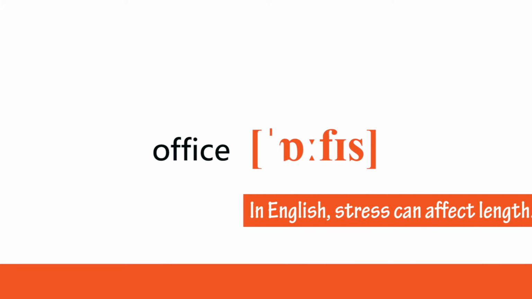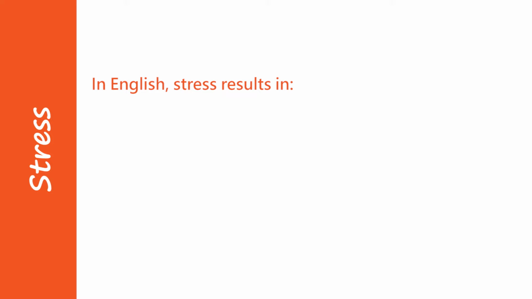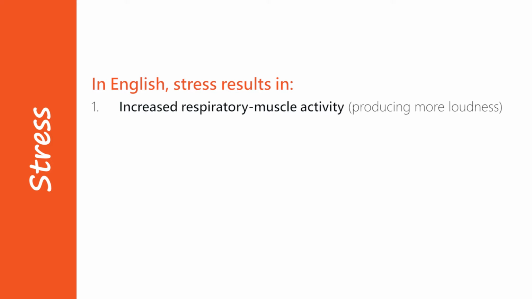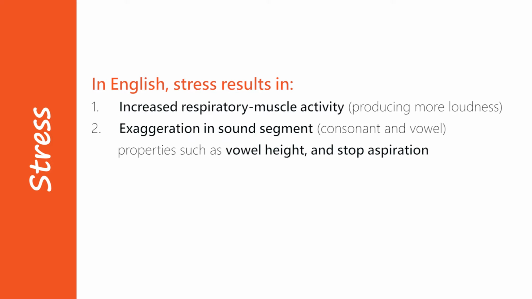But let's look at a standard definition. What is stress in English? In English, when a syllable is stressed, it can result in several things. For example, increased respiratory muscle activity. Exaggeration in sound segment, consonant and vowel properties such as vowel height and stop aspiration.